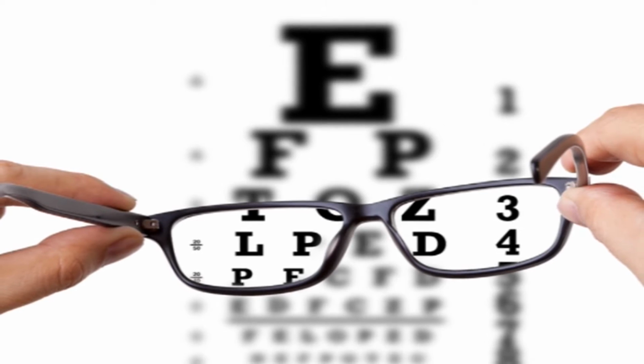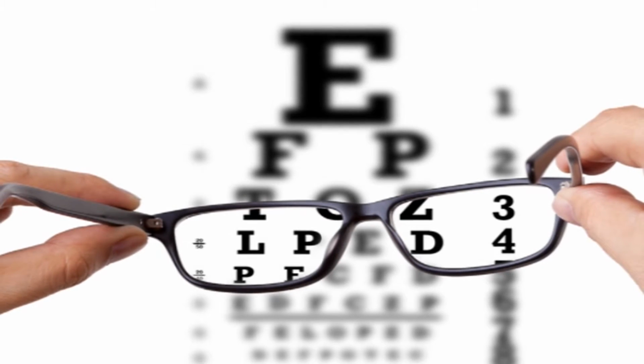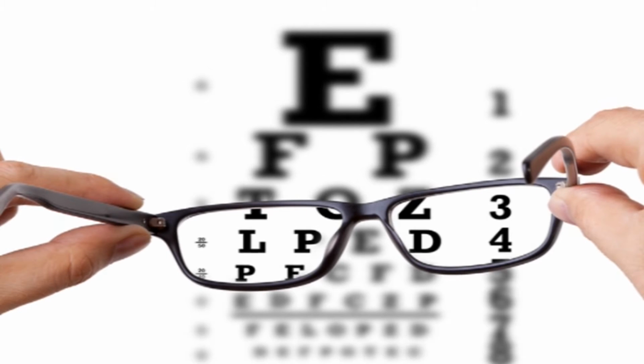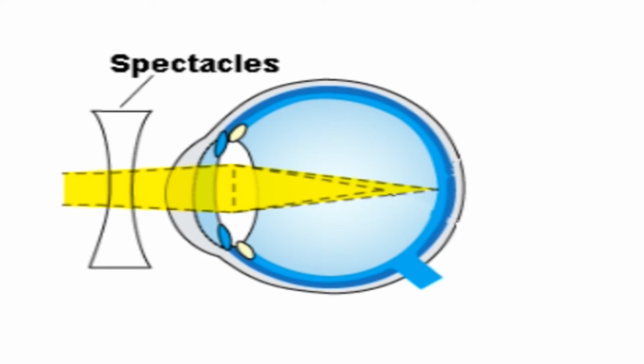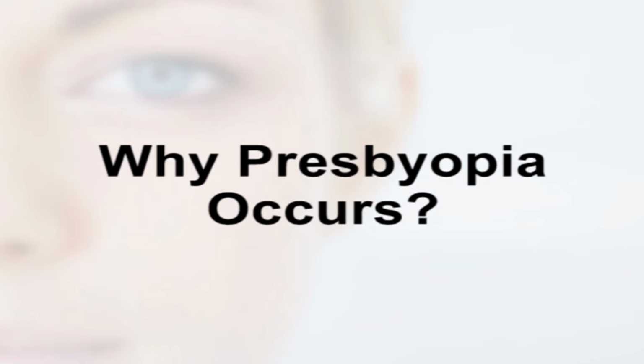These glasses are actually supplementary lenses which compensate for the loss in accommodation and help the light rays to focus sharply on the retina, thereby increasing the acuity of the vision. We will now try to understand as to why presbyopia occurs.